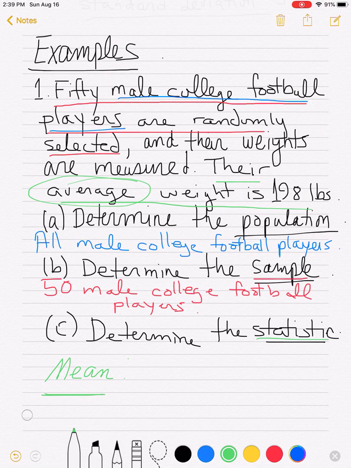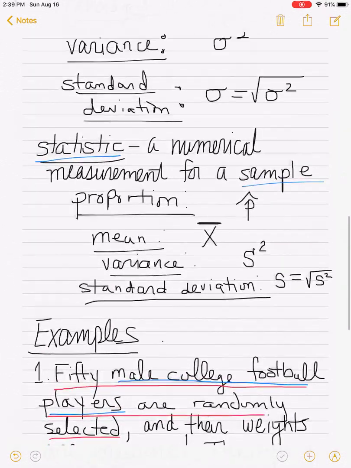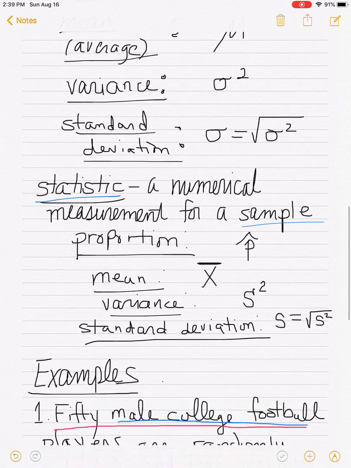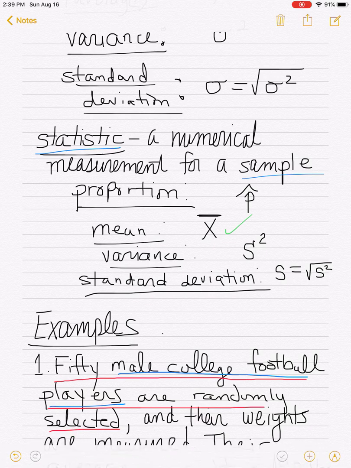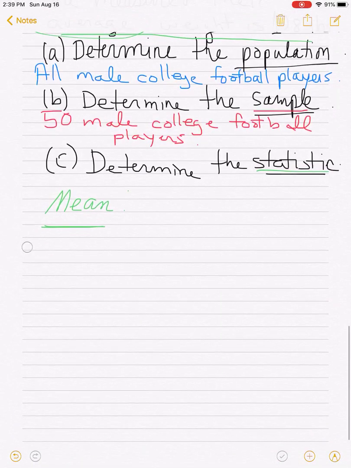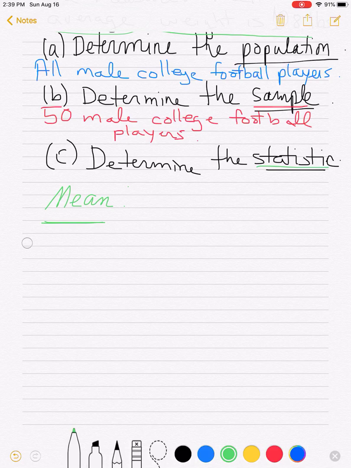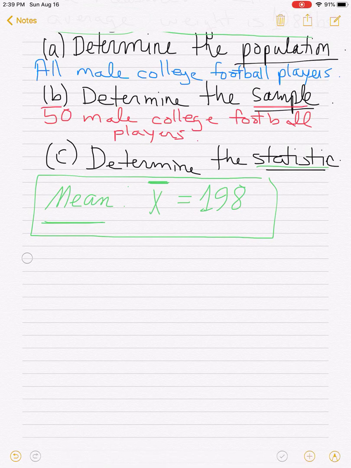Now, what letter do we use for the mean or the average when you're dealing with the sample? You use this one right here: X bar. I put X and I put a bar over top of it, equals 198. Our statistic here is the mean, sample mean, actually. X bar equals 198. So it's understood to be the sample mean when you put the bar over it like that.